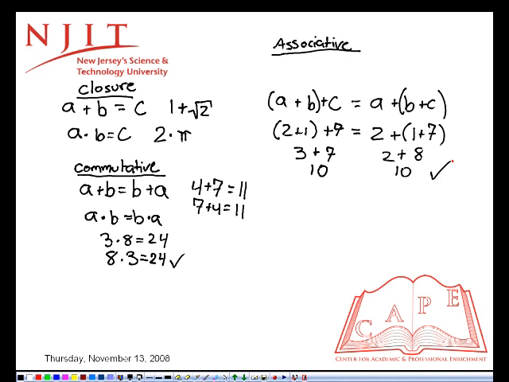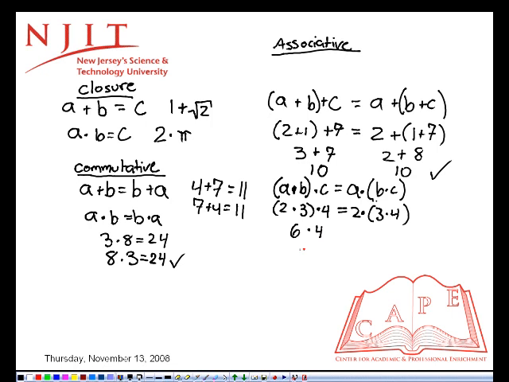Does this hold true for multiplication? Let's see. A times B times C equals A times B times C. Again, notice how the parentheses are around different numbers here. According to the associative property, this is also true. So let's plug in actual numbers. Make sure this works. 2 times 3 times 4 equals 2 times 3 times 4. Okay, does this work? Inside the parentheses we have 6 times 4. This side equals 24. Let's try over here. 4 times 3 is 12, times 2, that also equals 24.